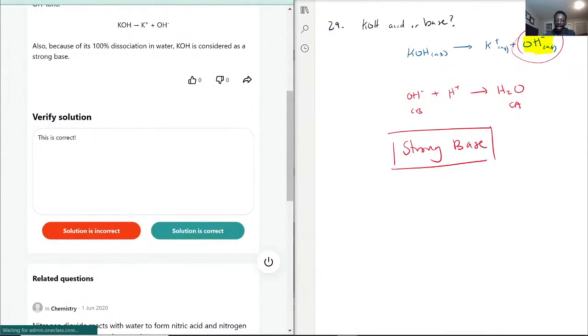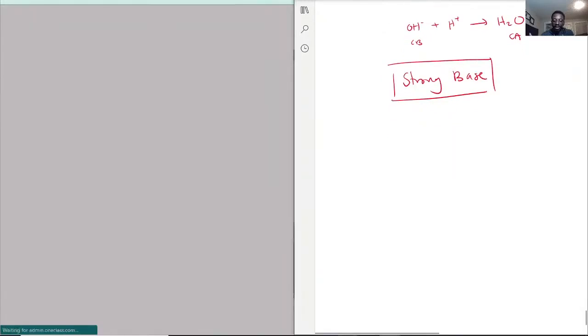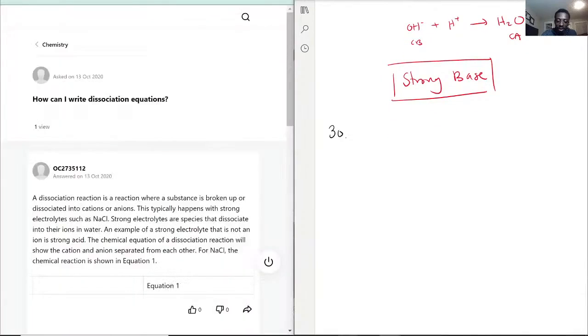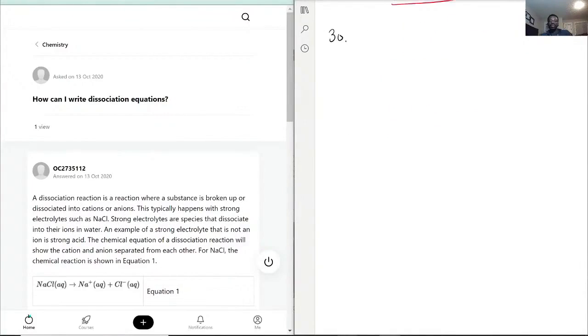So with that, let's see what question we end with tonight. Hopefully something that we can actually solve. How can I write dissociation equations? With this, we can just use A's, B's, and C's, D's. So let's use A plus B is equal to C plus D. Keep it simple for the last question of the night.